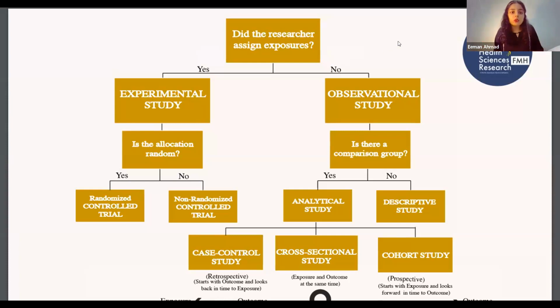Then let's come to experimental studies. Under that, is the allocation random? Obviously, if it is randomized, it would be a randomized control trial. And if it is not randomized, it would be a non-randomized control trial. And what the term controlled here means is that you are comparing the exposure group to a control. That is why it is a controlled trial, if that makes sense. So in this particular case, if we're looking at tea drinking, then the exposure is tea, obviously, and the control is people who do not drink tea, right? I hope that makes sense.